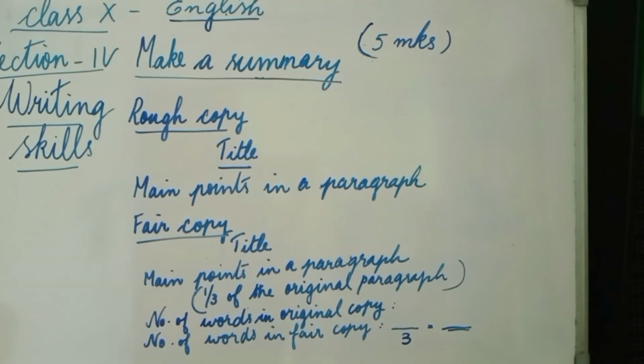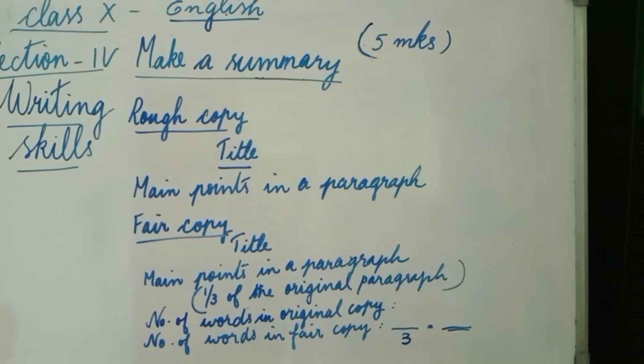Next, let us look at the format for summary writing. As I told earlier for note making, in this also the same paragraph will be given. From that you will have to write 1/3 of that into a paragraph. That is 1/3 of the original paragraph that has to come in the fair copy. So before that you will have to write the rough copy.